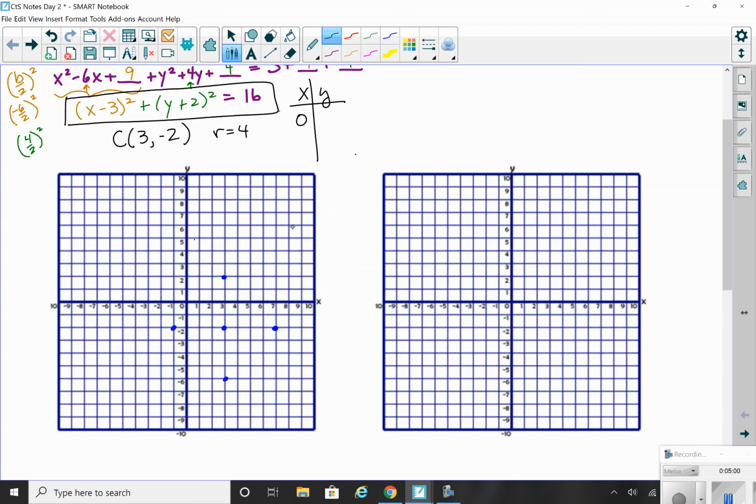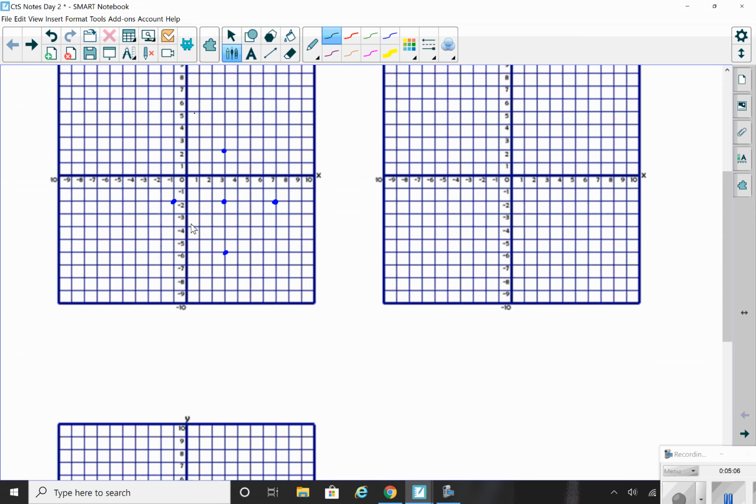So I'm going to plug in 0 for x into my equation. I'm going to scroll down here a little bit. As I plug that in, I have 0 minus 3, the quantity squared, plus y plus 2, the quantity squared, equals 16. As I simplify this, trying to solve for y, 0 minus 3 is negative 3. Negative 3 squared is 9. So I have 9 plus y plus 2 squared equals 16.